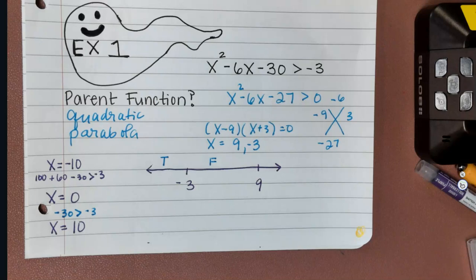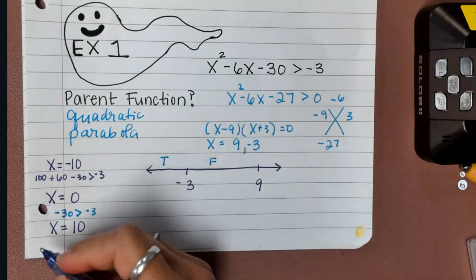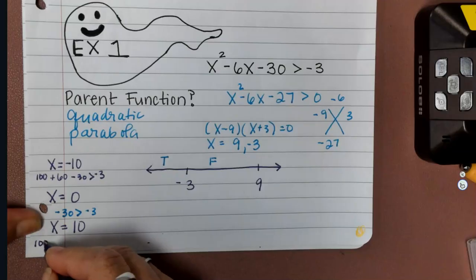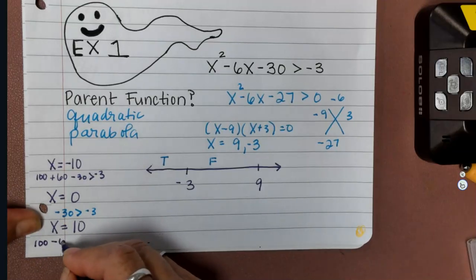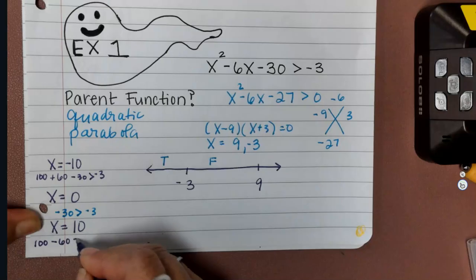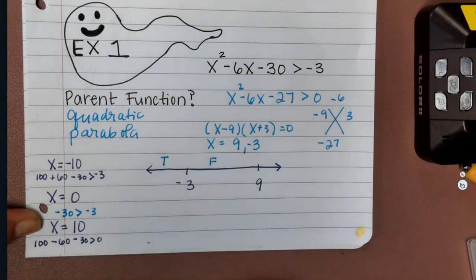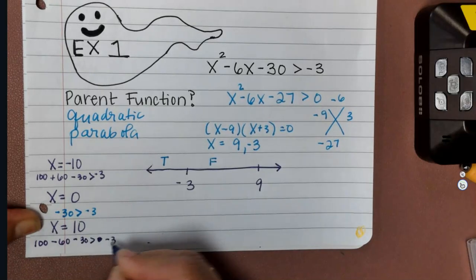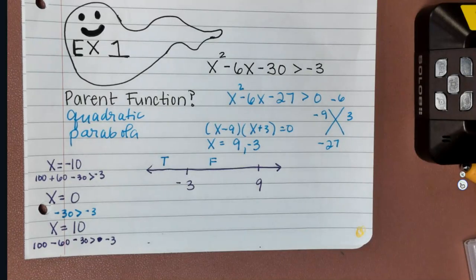Let's try 9. Or past 9. Let's try 10. So when I plug in a positive 10, it's going to be 100 minus 60 minus 30. Y'all, negative 60 and negative 30, that's negative 90. This is like 100 minus 90. Is that greater than negative 3? Yeah, that's right, T for true.